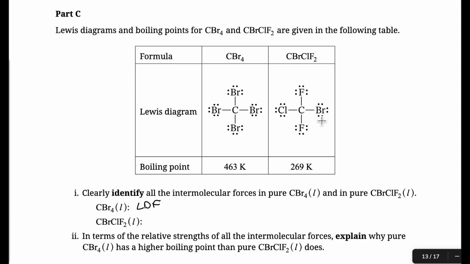For the second one, this is a polar molecule because we have Cl and Br. Those two do not cancel. And hence, it becomes overall polar because not all the poles cancel. So you have dipole-dipole interactions. And then everything has LDFs. You do not have hydrogen bonding because there are no hydrogens.